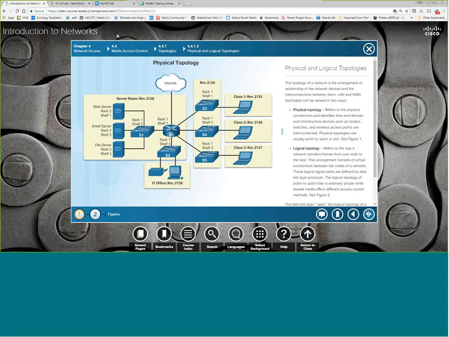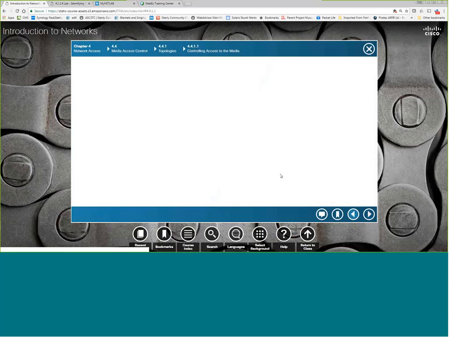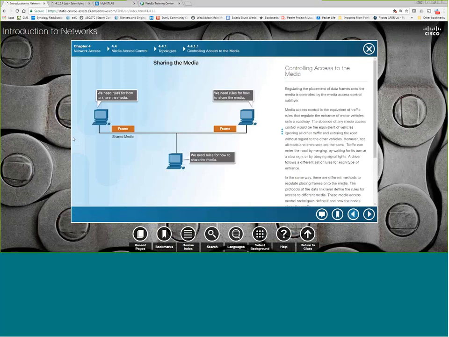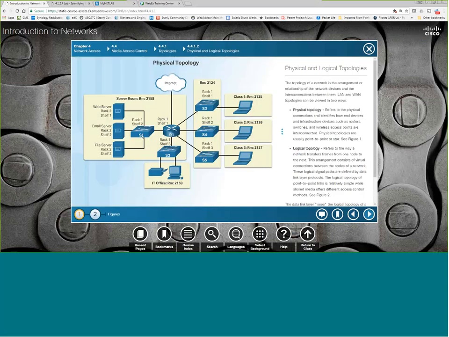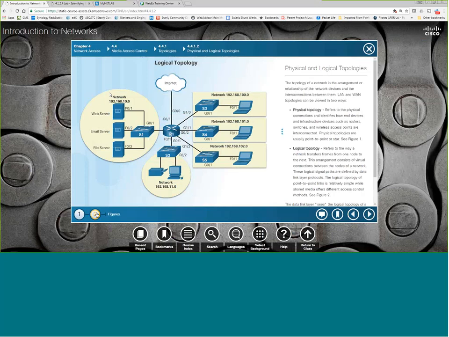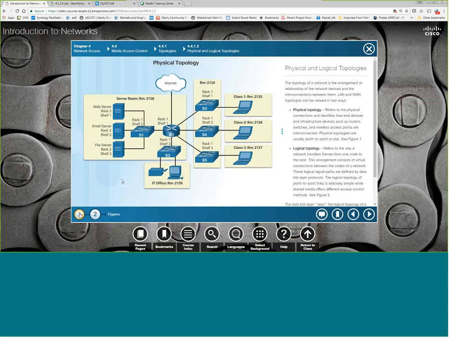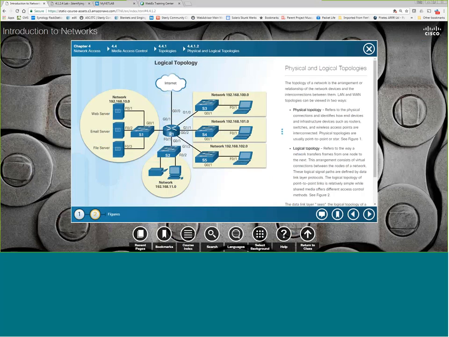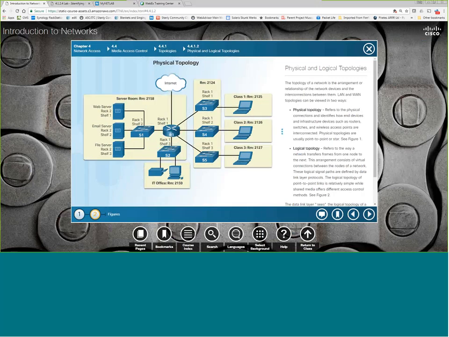We no longer have physical buses. We have physical stars. So here's really what looks more like a star. And then the logic is different. We may have a logical network here, even though physically it looks like all of these are stars coming off of here. But if you look, we've got different networks. So this is a 100 network, a 101, a 102. This is all the 10 network. So our physical and our logical topology can be different, and almost always are different.